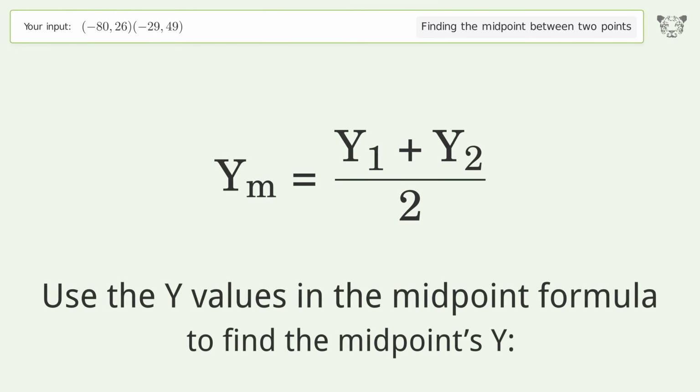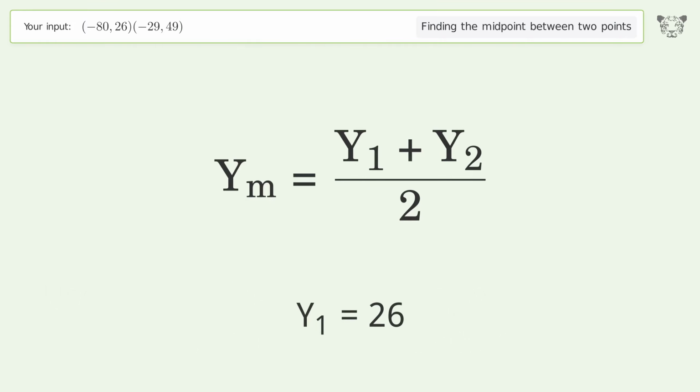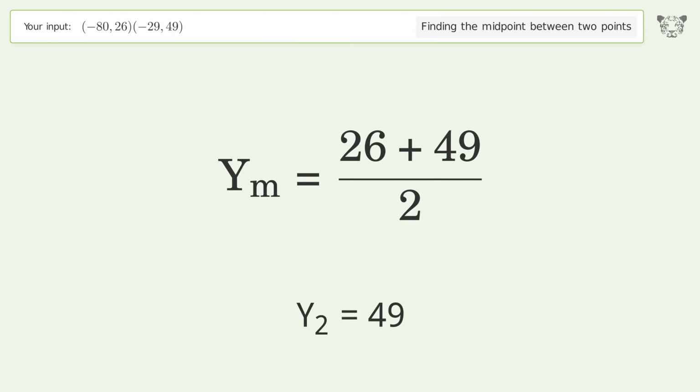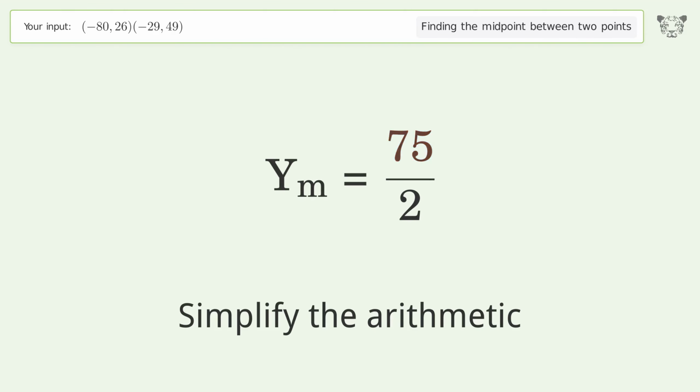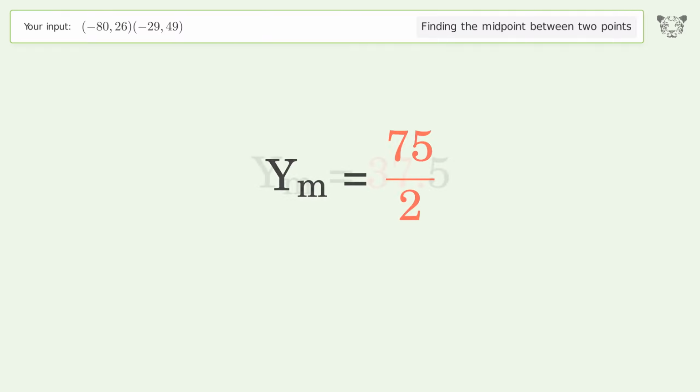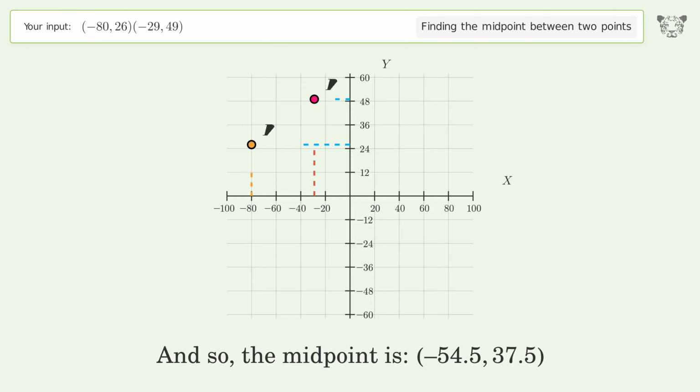Use the y values in the midpoint formula to find the midpoint's y. y1 equals 26. y2 equals 49. Simplify the arithmetic. And so, the midpoint is negative 54.5, 37.5.